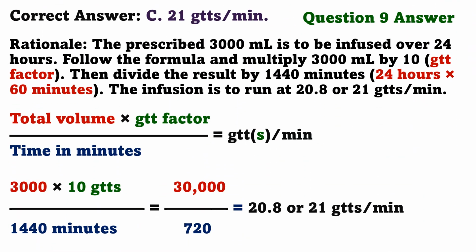The correct answer is C. 21 drops per minute. Rationale: the prescribed 3,000 milliliters is to be infused over 24 hours. Follow the formula and multiply 3000 milliliters by 10. Then divide the result by 1440 minutes. The infusion is to run at 20.8 or 21 drops per minute.